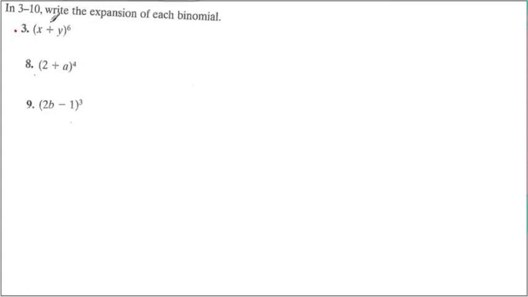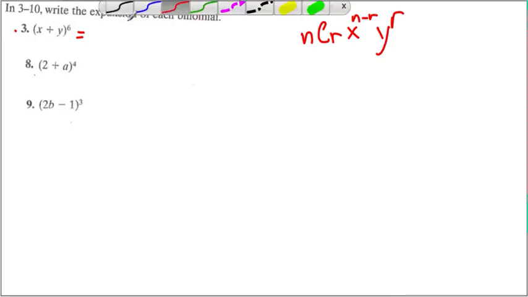For number 3, x plus y to the sixth power. How are we going to do this? You will realize that each term will be in the form of nCr, and first term, in this case x to the n minus r power, and y to the r power. In other words, the very first term in this case will be nC0, or in this case 6C0. That's the beginning portion.